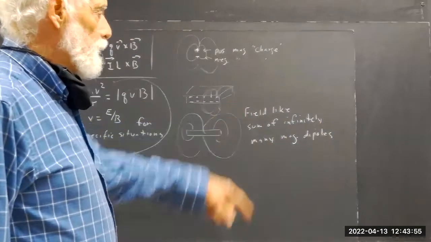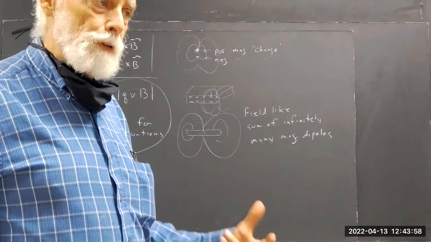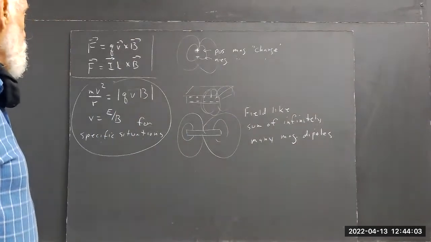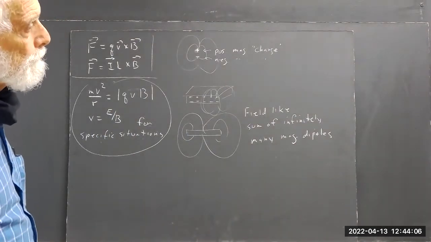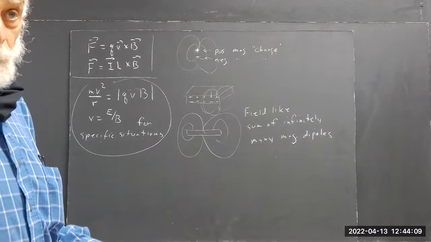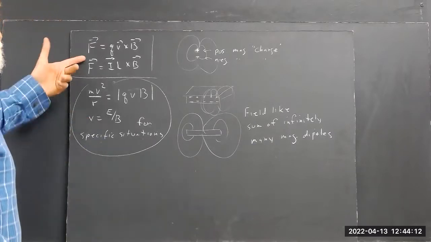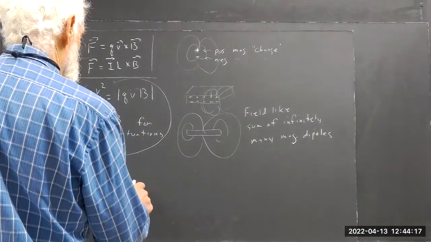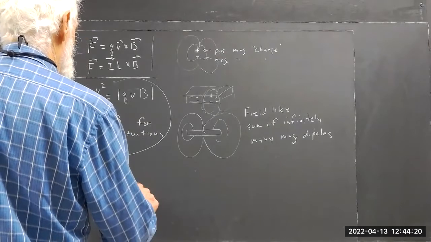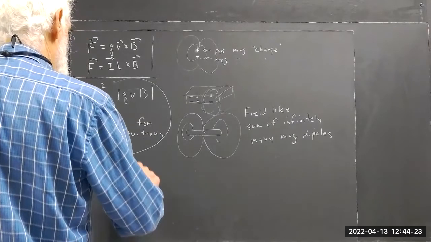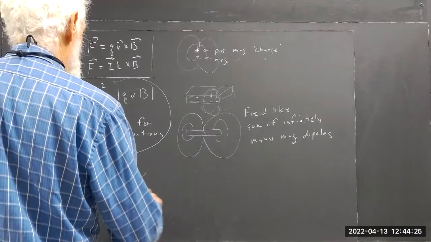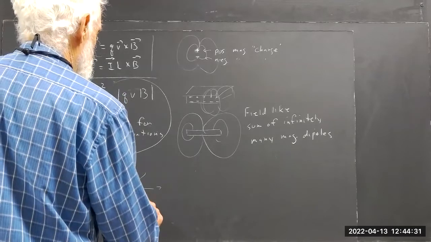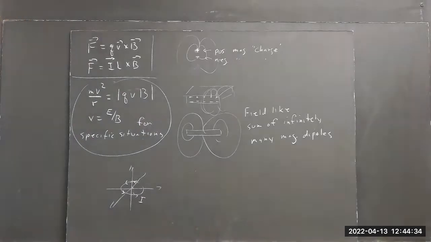I'd say it's a field like the sum of infinitely many magnetic dipoles. It actually is the sum of infinitely many magnetic dipoles. And I think it's not until the next chapter, so I'm not going to mention it yet. But a magnetic dipole comes about by a circular loop or some kind of a current loop. So you got a current running around this loop.